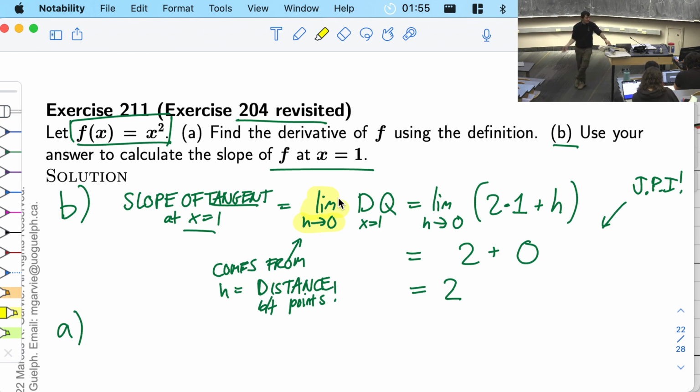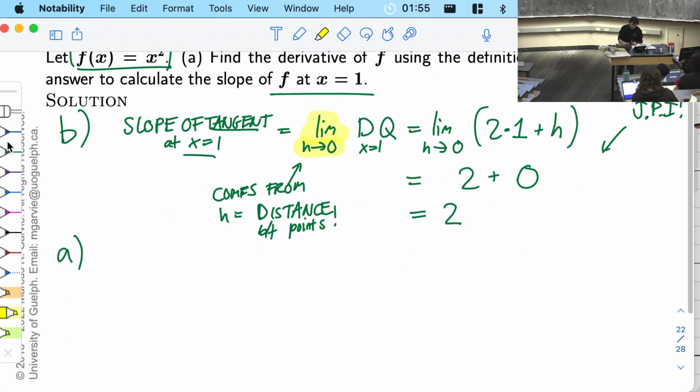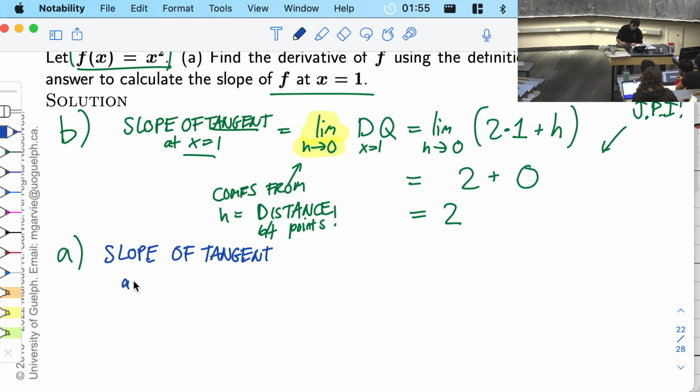Okay, we're going to do the same thing again, but instead of doing it at x equals 1, we're going to do it at an arbitrary value of x. So we're going to do the slope of the tangent line at x, where x is any value. X is any value you want. So we did it at x equals 1, and it made perfect sense. Now we're going to do it at an arbitrary value of x. So if we plug in x equals 1 on whatever we get here in part A, then we should get the answer in part B.